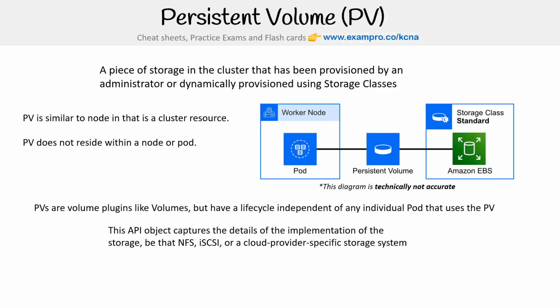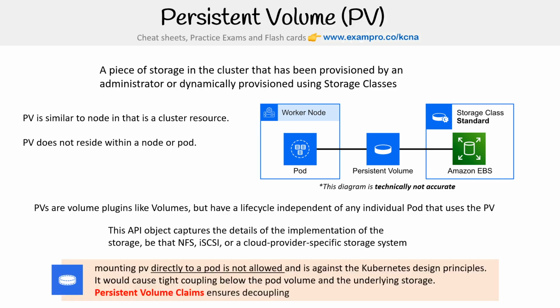provider specific storage system. Mounting persistent volumes directly to a pod is not allowed and is against the Kubernetes design principles. It would cause tight coupling between the pod volume and the underlying storage. That's why we need a persistent volume claim to ensure decoupling. So there you go.